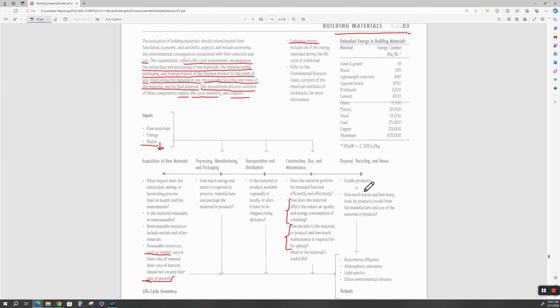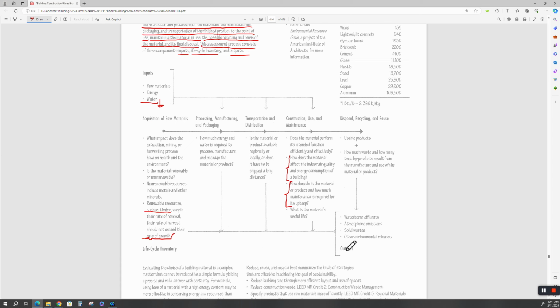Usable products, disposal, recycling, and reuse. These are all areas you've got to worry about. How much waste and how many toxic byproducts result from the manufacture and use of the material or product? All right, outputs: waterborne effluents, atmospheric emissions, solid waste, other environmental releases.